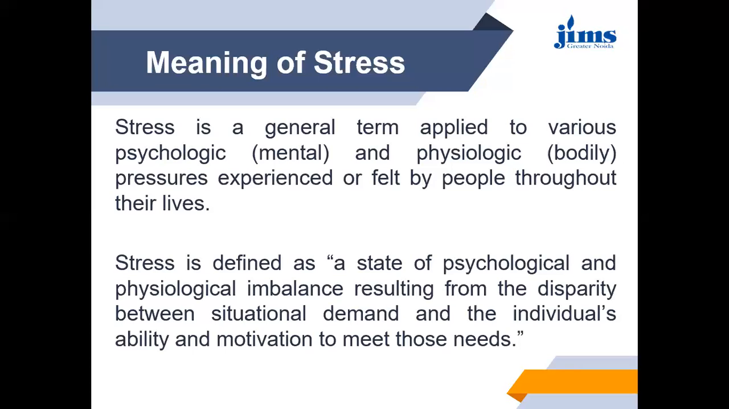And number three, it is the state of psychological and physiological imbalance which occurs on account of the disparity between the situational demand, any situational demand if it persists and the individual is not in a position to meet that particular situational demand, then certainly stress will come. So this is point number three, that stress is a state of both physiological as well as psychological imbalance which occurs on account of the disparity between the situational demand and any individual's ability and motivation to meet those demands.